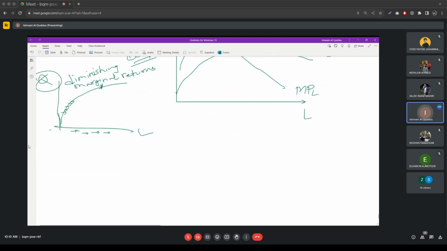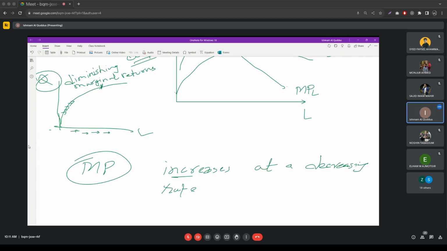So MP, which is the productivity, right? The change in rate. So the rate of change increases at a decreasing rate.